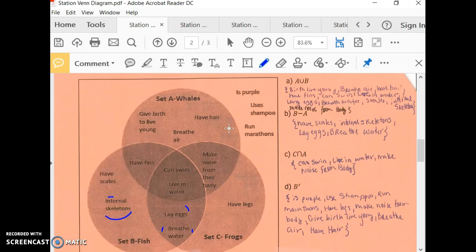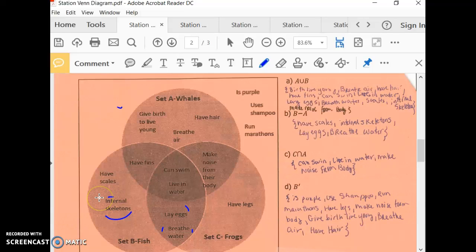Okay. On this one, guys, A union B. So I have everything in A and everything in B. So I have everything in A, which is all of this stuff that I have right here. And then I have everything in B. So I have 1, 2, 3, 4, 5, 6, 7, 8, 9, 10, 11. So I have give birth, breathe air, have hair, make noise from their body, can swim, live in water, lay eggs, breathe water, have fins, have scales, internal skeletons.